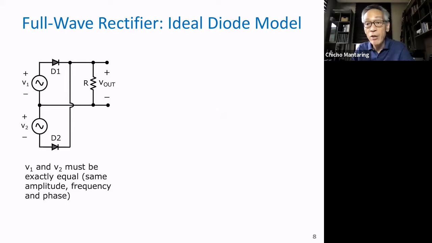Trying to take advantage of the power delivery in both half cycles. Now, I'm going to start with a 2-diode, 2-source full wave rectifier. So this is a 2-diode, 2-source full wave rectifier.